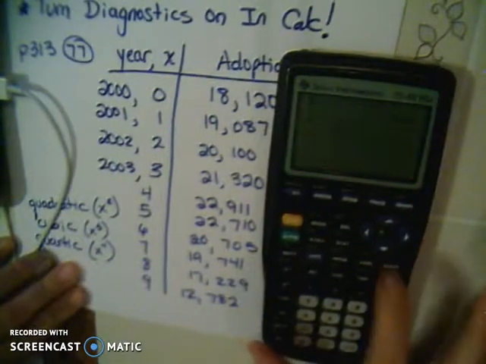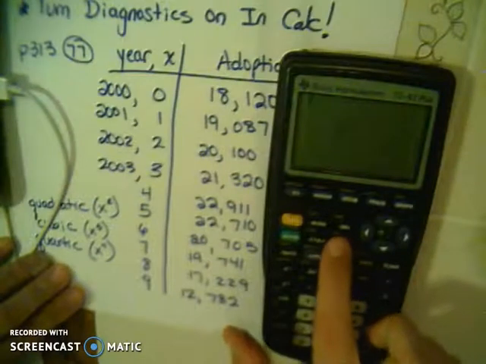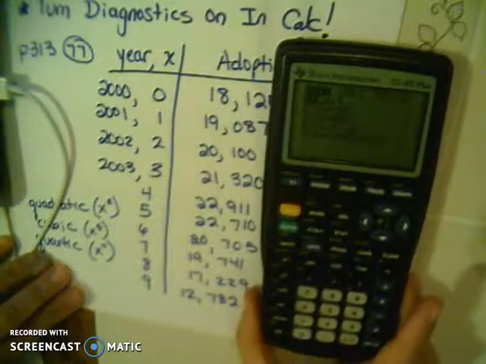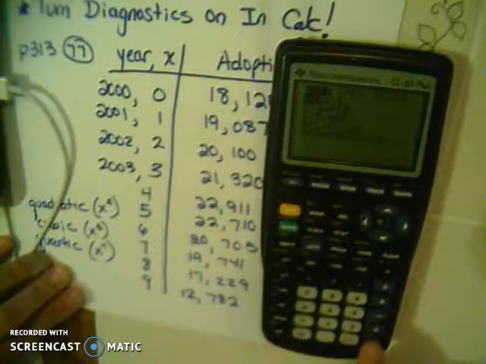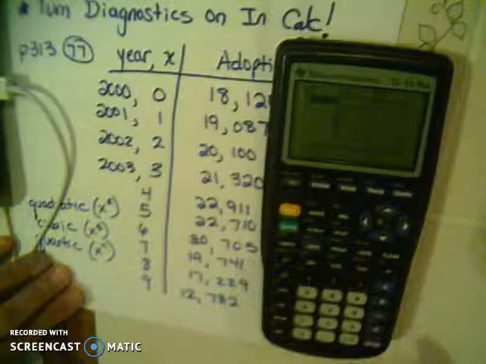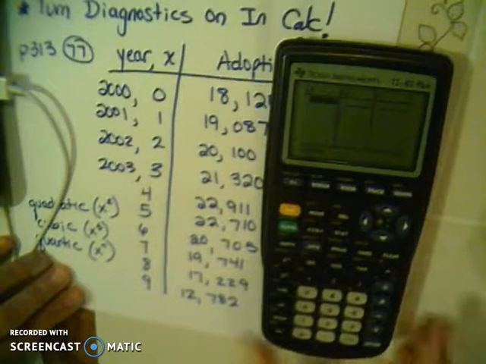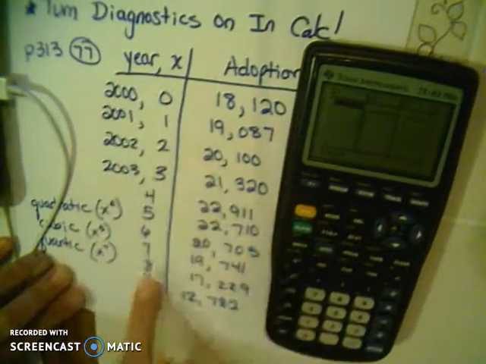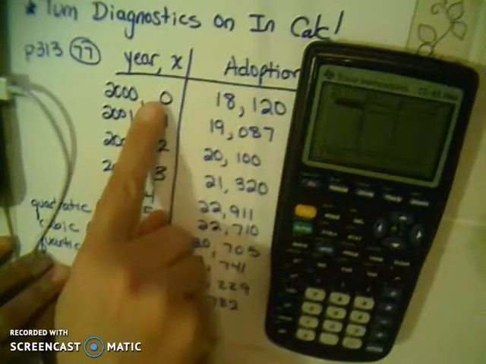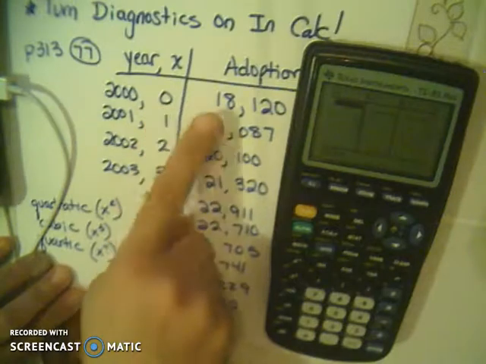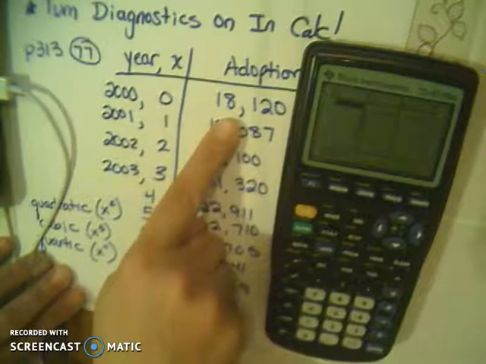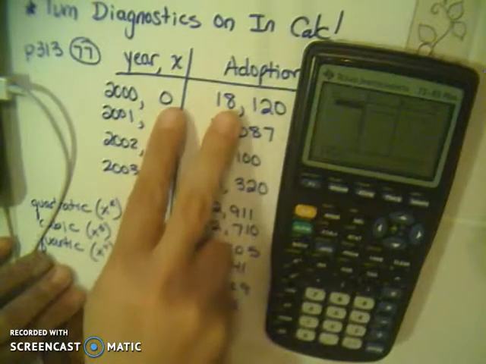And the way that we do that is we go to the Stat button. And under Stat, you're going to go to Edit. And option number one is also Edit. This is where we enter data into the calculator. So I've got two lists of data, and these lists are linked. So year 0 is 18,120 adoptions. Those two have to go together.